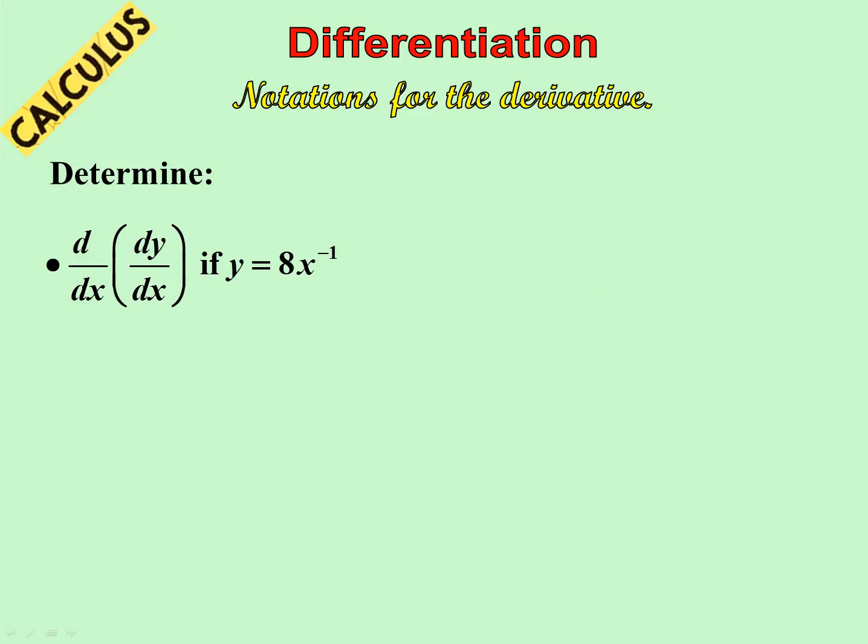This is interesting, sitting there. There it is there. d by dx of dy by dx, if y equals that. Now, do you see what's happening here is, we need dy by dx, so we must differentiate. Then we have to differentiate again. So I'm just going to use a different notation. Derivative with respect to x, where did that come from? Ah, that there is dy by dx. y equals that, dy by dx will be minus 8x to the minus 2. So all I've done is I'm putting the derivative inside. Now we differentiate. Positive exponent.